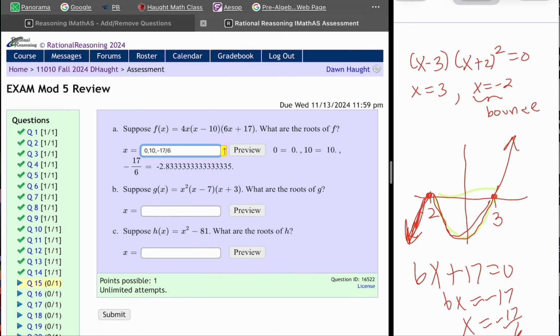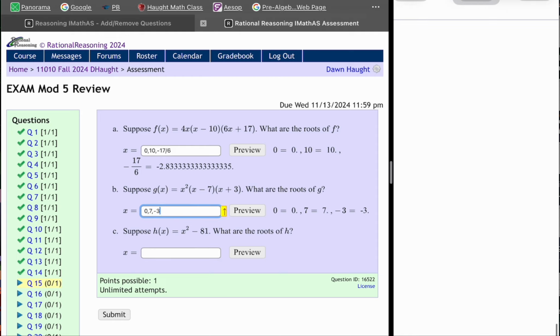And check your preview. Does it include 0, 10, and negative 17 over 6? Yes, great. B, we're going to do it again. 0, 7, negative 3. We didn't have to worry about any coefficients or fractions for that one. Now, C requires that you get it into factored form.